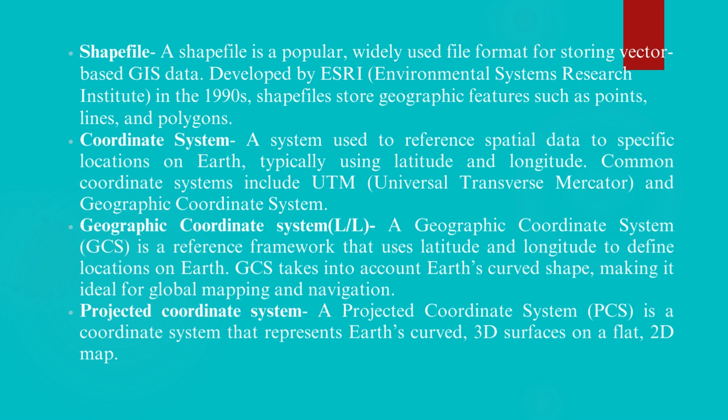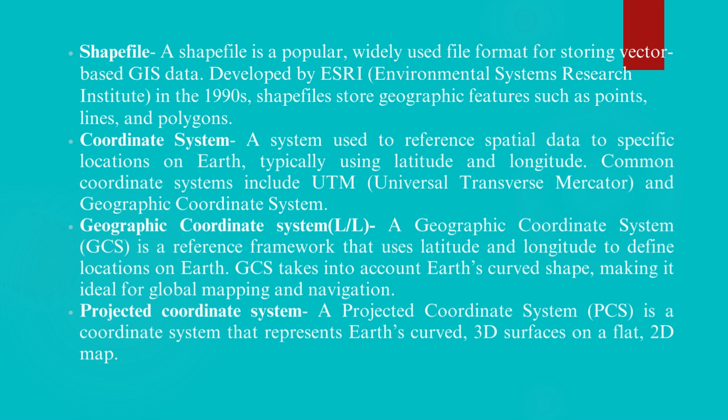What is coordinate system? Coordinate system is very important part of GIS. To place features correctly on Earth, we need a reference system called a coordinate system. Two types are commonly used, the geographic coordinate system and projected coordinate system. Geographic coordinate system is lat long, that is, a geographic coordinate system is a reference framework that uses latitude and longitude to define locations on Earth. GCS takes into account Earth's curved shape, making it ideal for global mapping and navigation.